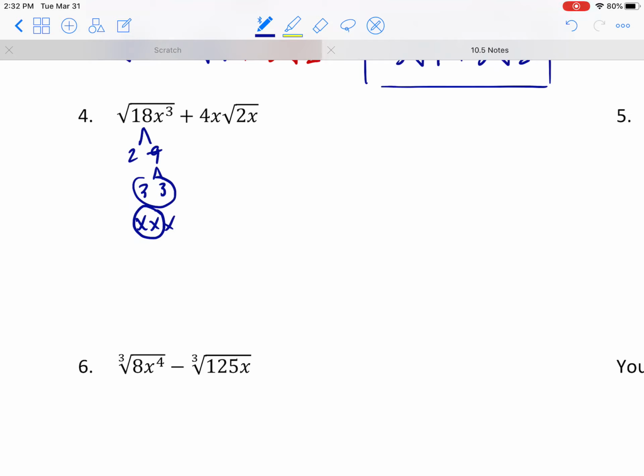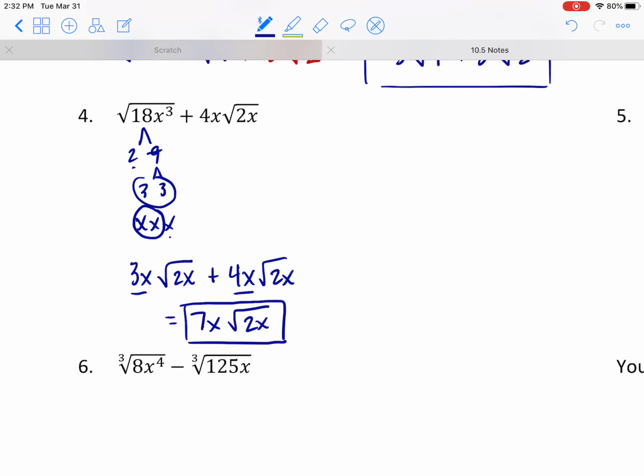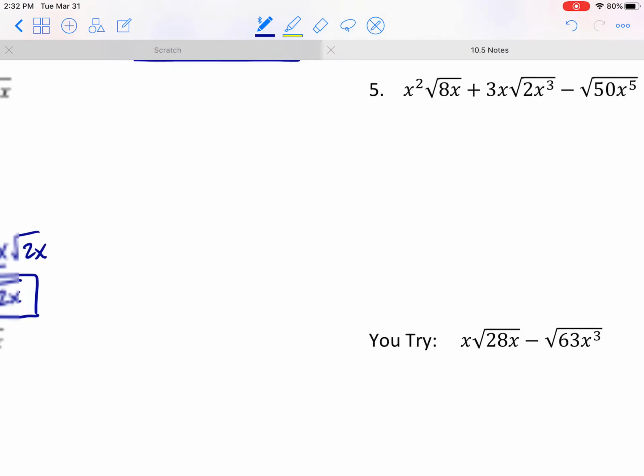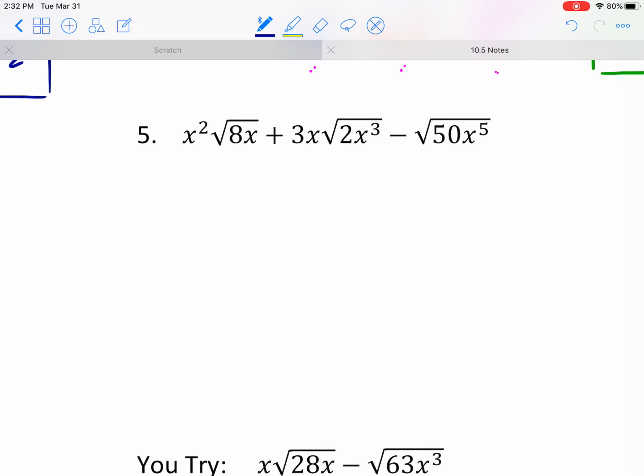18 is 2 times 9. 9 is 3 times 3, so a 3 comes out. If I've got 3 x's in there, one of those can come out as well. So the 18x cubed becomes a 3x in front of a 2x left over. And then the second one, I can't break down the 2x, so I'm just going to bring down 4x radical 2x. Now these are like radicals, so we can combine them by putting together the coefficients. When I combine 3x and 4x, I get 7x in front of my radical 2x. Okay, not so bad. I know it looks worse, but again, same process.